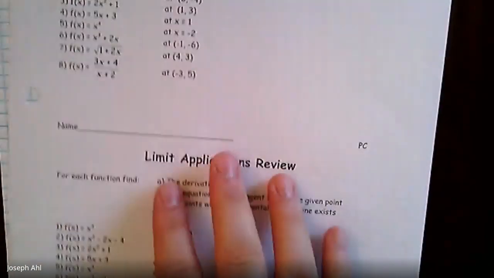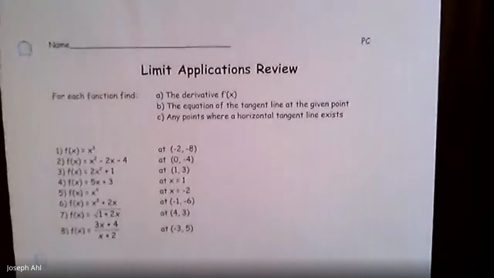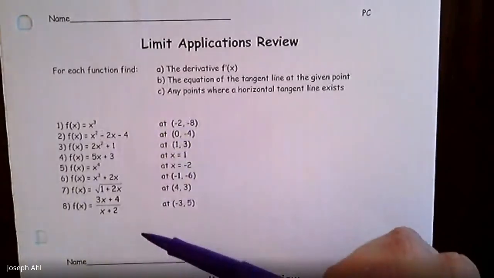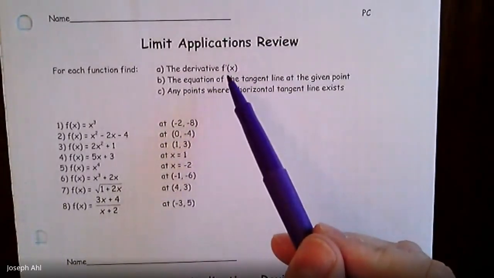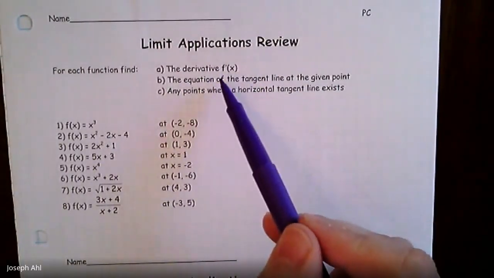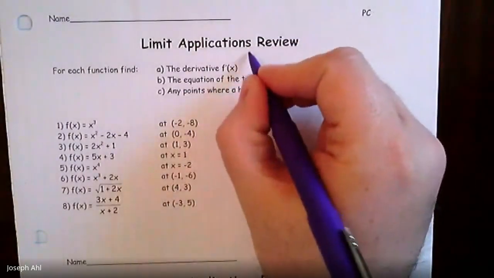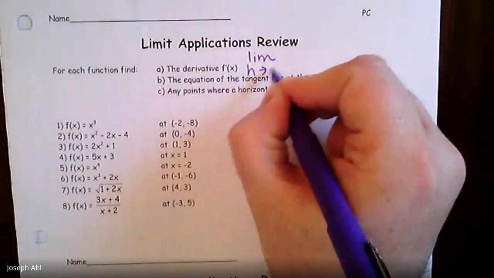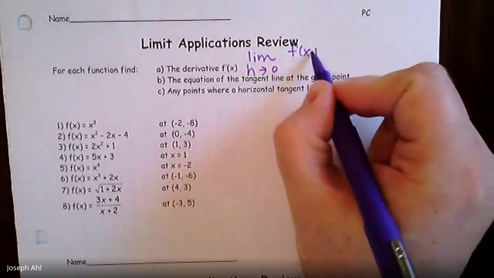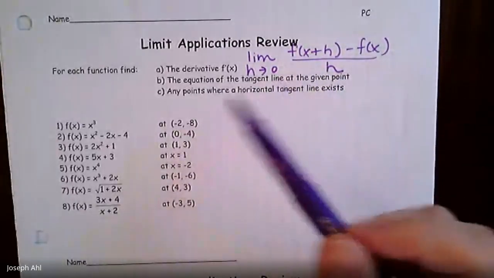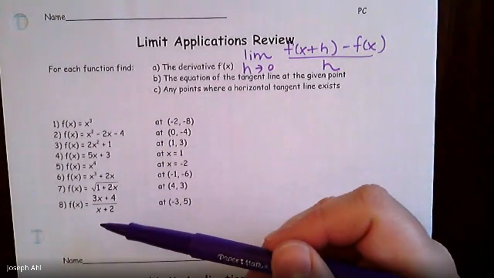Okay, so I will go to, is there anything that's really jumping off the page from the limit applications review that you'd want some practice with? It's really all the same concept for each of these. Find the derivative. And by the way, when you find the derivative, f prime of x, I'm expecting you to use the limit definition. So it's the limit as h goes to 0 of f of x plus h minus f of x all over h. Okay, so you're going to do that for each one of these to get started.